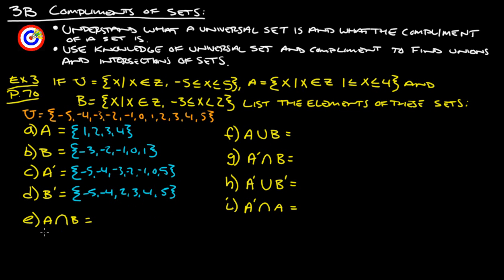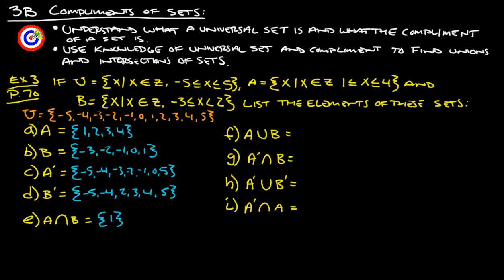Now we can use all this information to figure out the rest of these problems. So A intersect B, right? That's all the pieces that have to be in both A and B. So set A is 1, 2, 3, 4, and set B is -3, -2, -1, 0, and 1. The only one that these have in common is just 1. So our answer there is just the set that includes 1.